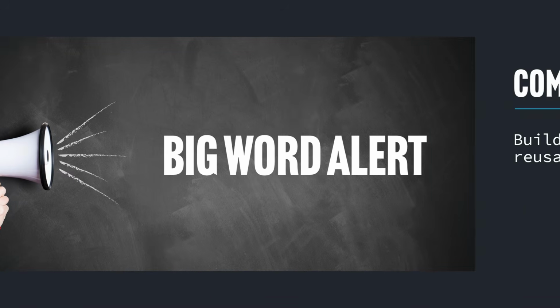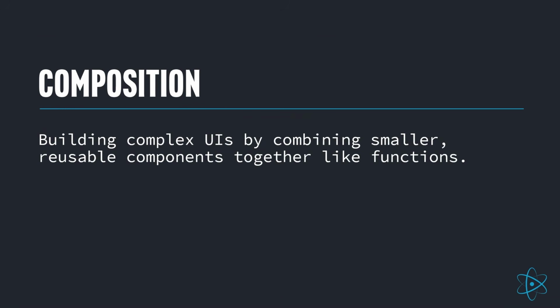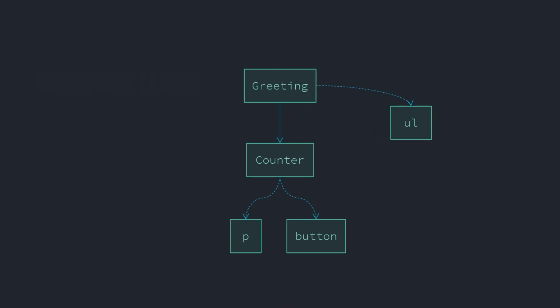Big word alert. Composition. That means building complex UIs by combining smaller reusable components together, like functions. I could write several functions and have them call each other. I can compose the functions. Similarly, JavaScript frameworks allow us to compose components. I could have a greeting component that contains a counter component, and so on and so forth. These composed components is where the power of this entire concept really comes from.